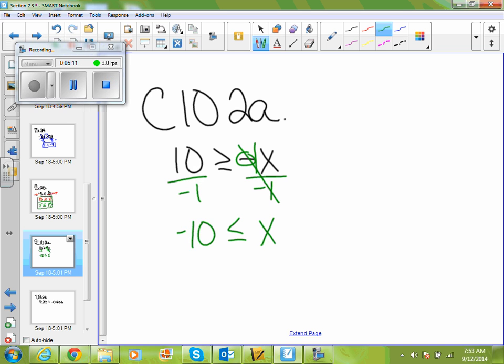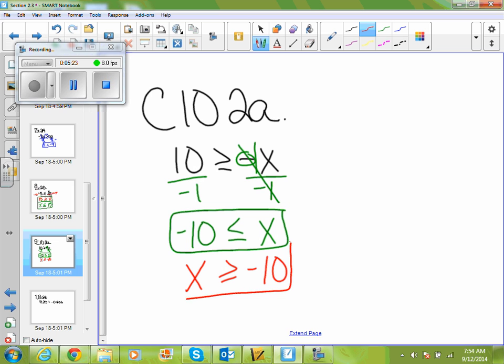and 10 divided by negative 1 is negative 10. This is a correct answer, but we always want to have our variables on the left. So if I flip it again, x is greater than or equal to negative 10 would also be a correct answer and would be a better answer because the variable's on the left.